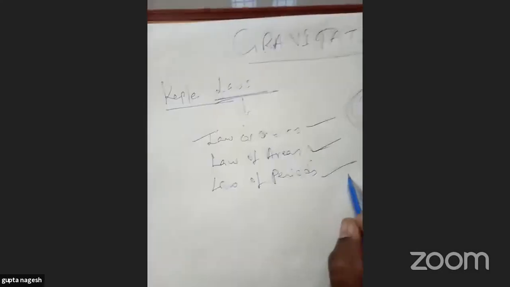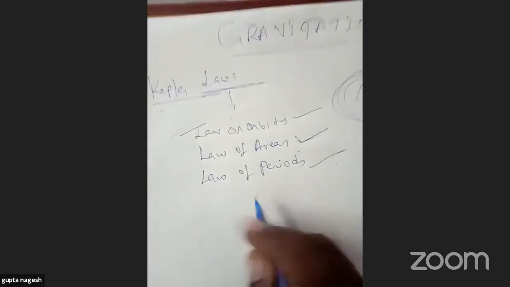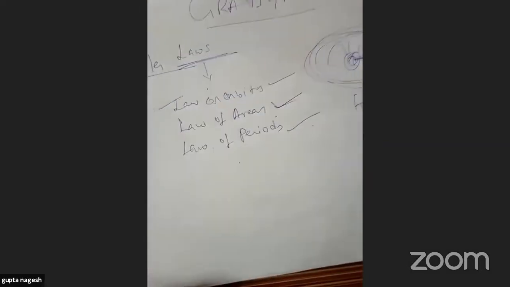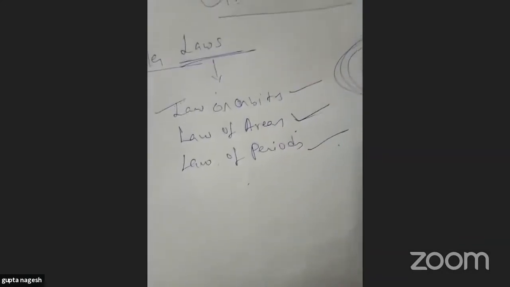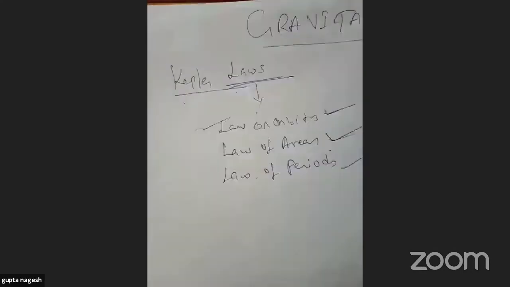Now, the law of periods. The square of the time period of one revolution of a planet is proportional to the cube of the semi-major axis. Here there are two types of axis, major and minor. So it is always directly proportional to the semi-major axis. These are the three laws given by Kepler in gravitation.